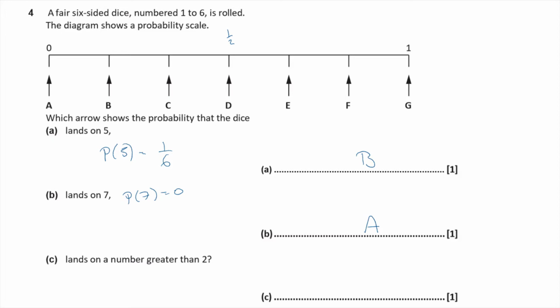Lands on a number greater than 2. So the probability of greater than 2, what numbers is that then? That could be a 3, it could be a 4, it could be a 5, it could be a 6. There are 4 different numbers that are greater than 2. Note that 2 is not greater than 2. So it's going to be 4 out of 6. Okay, so remember D or half is 3 out of 6. So E is going to be 4 out of 6 then, isn't it? So it's going to be E.